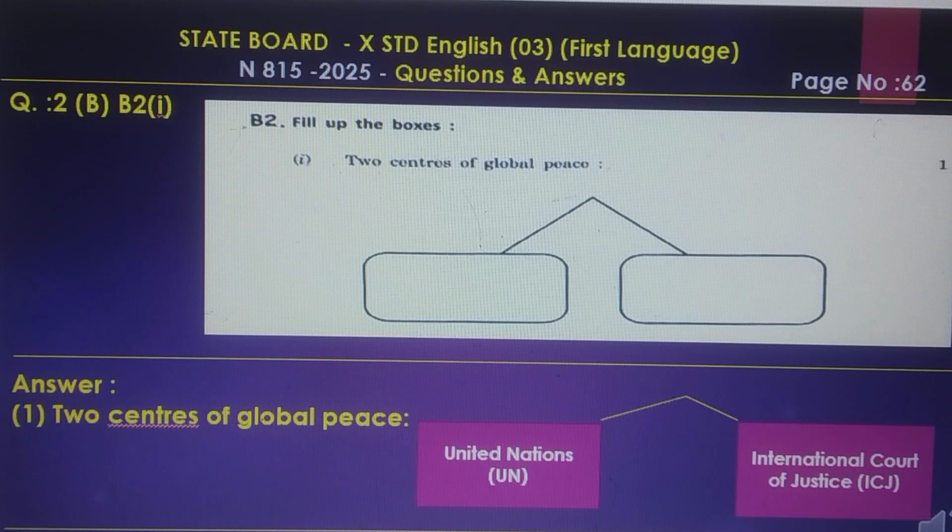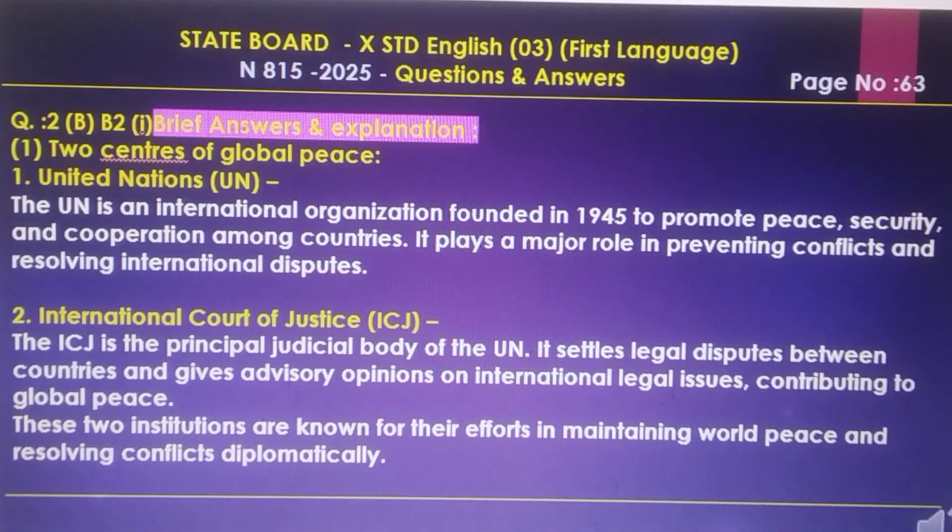Next question: fill in the box with the centers of global peace. The two centers of global peace are the United Nations (UN) and the International Court of Justice (ICJ). The UN is an international organization founded in 1945 to promote peace, security and cooperation among countries. It plays a major role in preventing conflicts and resolving international disputes.